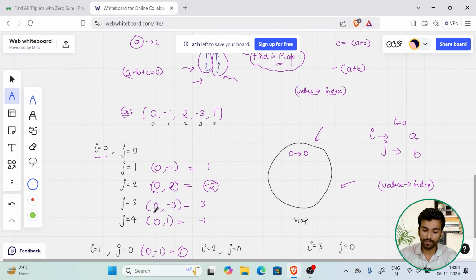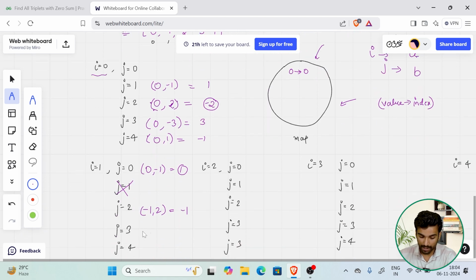So j becomes 3, so minus 1 comma minus 3. What is the sum? The sum is minus 4. Add a minus sign before 4, so that will become 4. Is 4 present in my map? It's not present. Move to the next iteration of j. So minus 1 comma 1. What will be the sum? It will become 0. If I add a minus sign before 0, that will also remain 0.